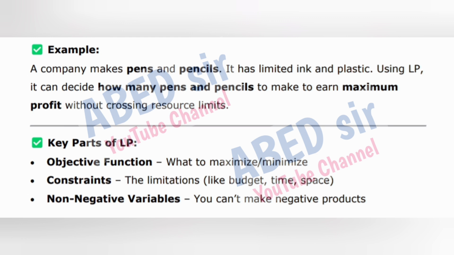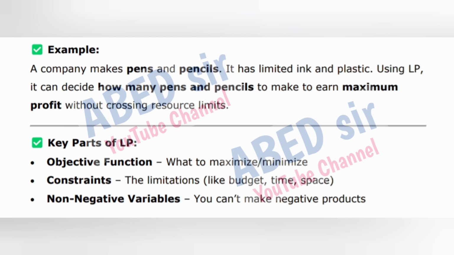Example: a company makes pens and pencils. It has limited ink and plastic. Using LP, it can decide how many pens and pencils to make to earn maximum profit without crossing resource limits.